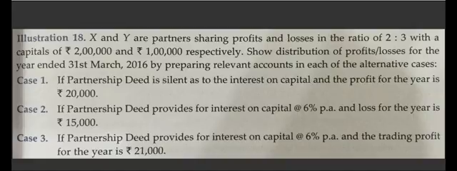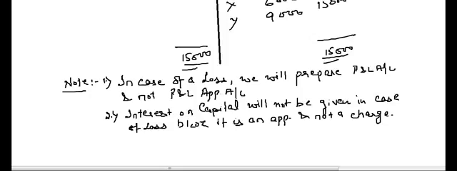What is the third case? If the partnership deed provides for interest on capital at the rate of 6% per annum and the trading profit for the year is 21,000. This is a simple case. Okay, we have a profit and let us see case 3. The partnership deed provides for interest on capital at the rate of 6% and we have the profits. So we'll say profit and loss appropriation account.